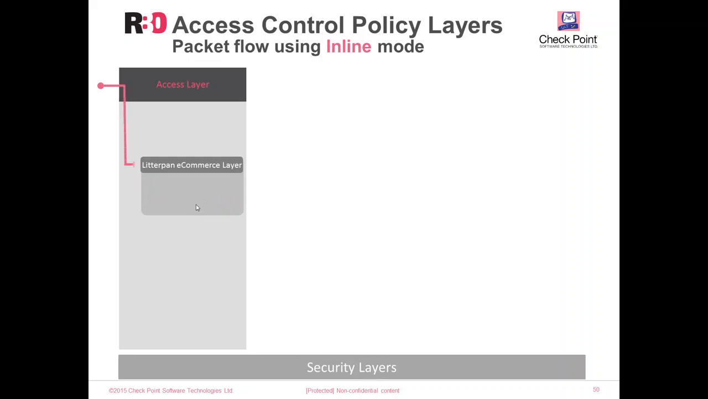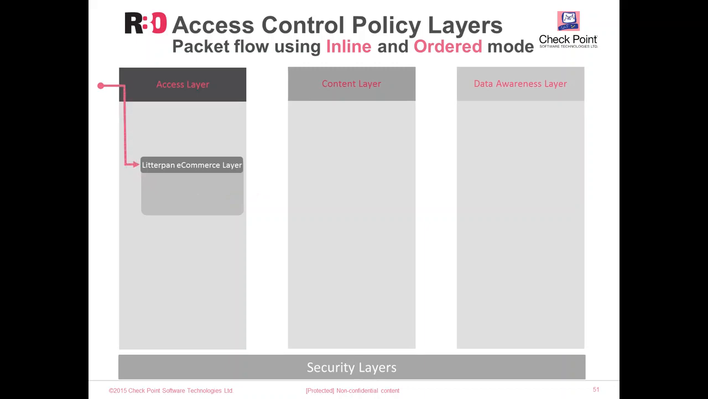In the next example, the traffic is being matched by the parent rule 5, pointing towards the e-commerce layer. And inside that layer, traffic is going to be accepted by the sub-rule 5.3 and accepted to its final destination. We can also use a combination of inline and ordered mode.